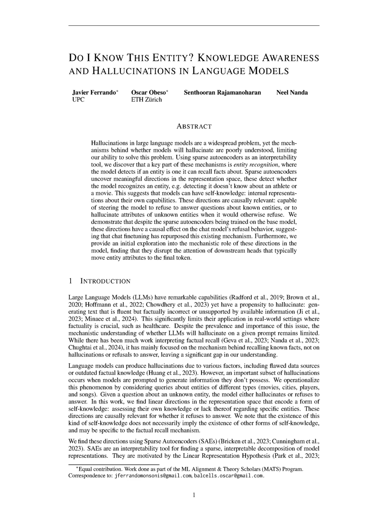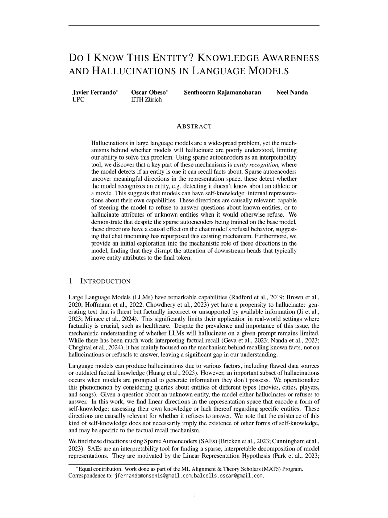The proposed method aims to address the issue of hallucinations in large language models, LLMs, by uncovering and utilizing entity recognition directions that help the model assess its own knowledge about specific entities. This is significant because hallucinations, where the model generates fluent but factually incorrect information, pose a critical risk in applications like healthcare, where accuracy is paramount.